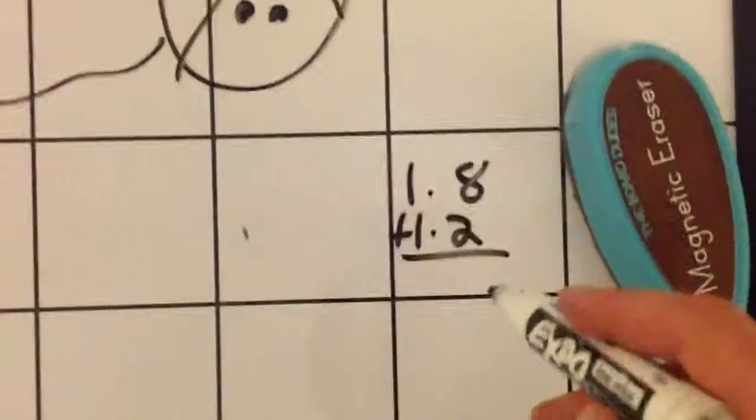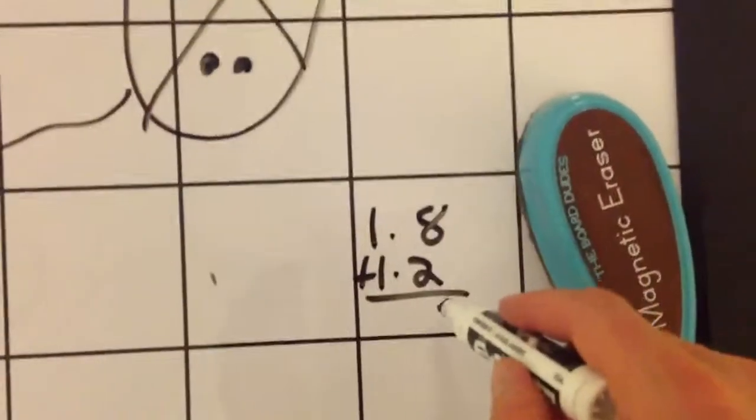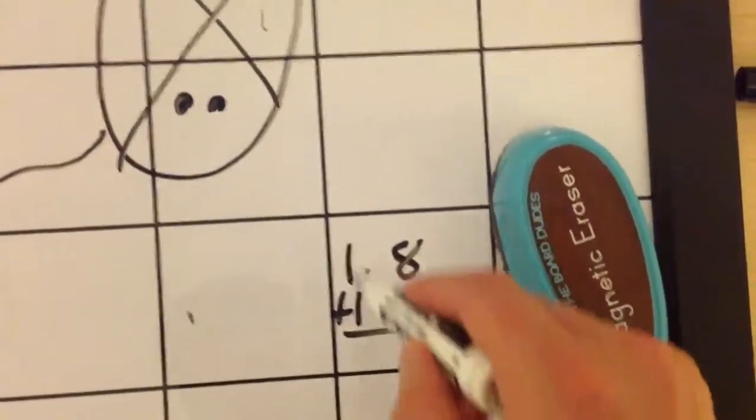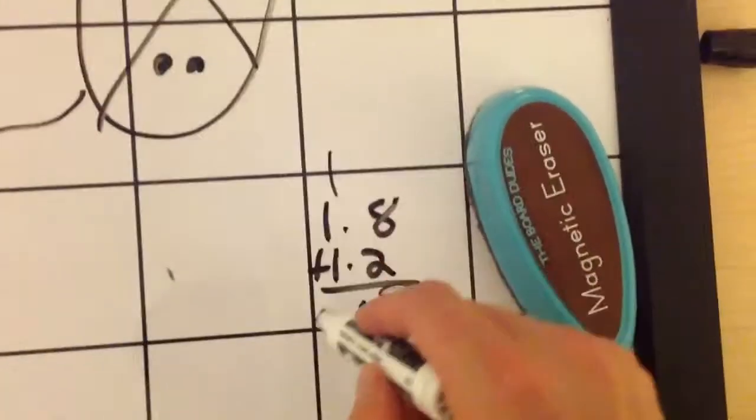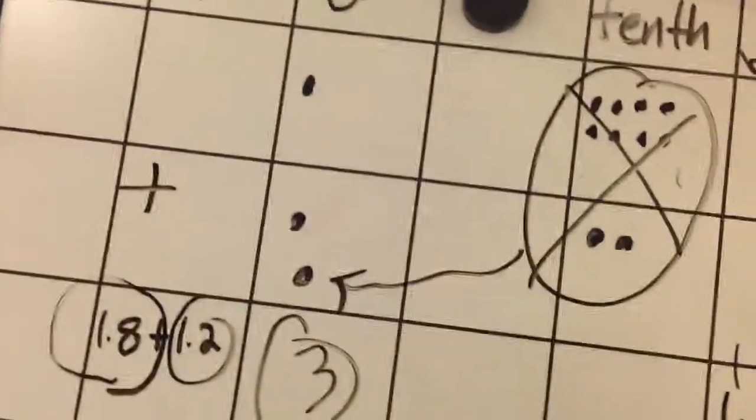Now let's see if that's right. Let's try it the way we talked about in class. 8 plus 2 is 10, so write 0. Carry the 1. Oh, I can't forget to bring my decimal down. 1 plus 1 plus 1 equals 3. I got 3. I got 3. Both ways work.